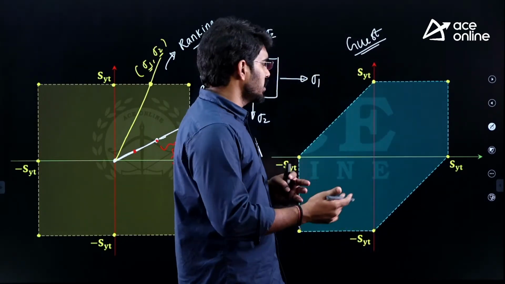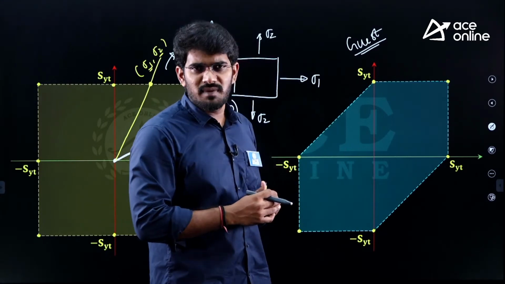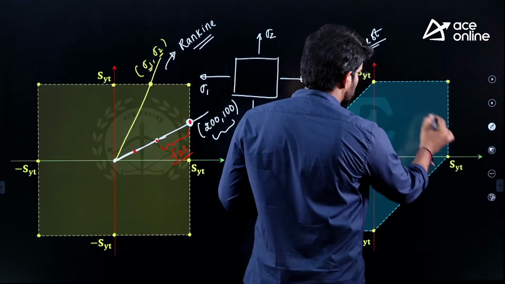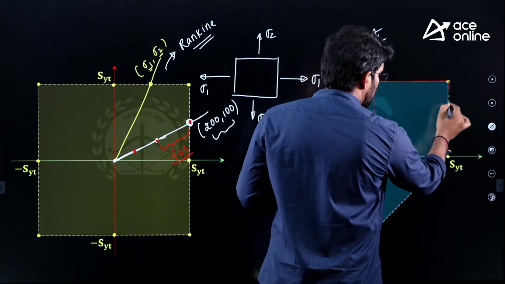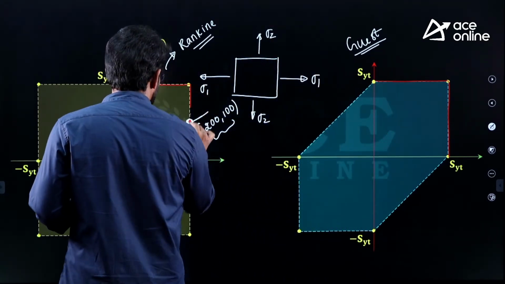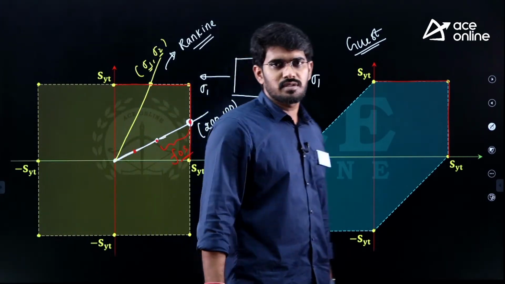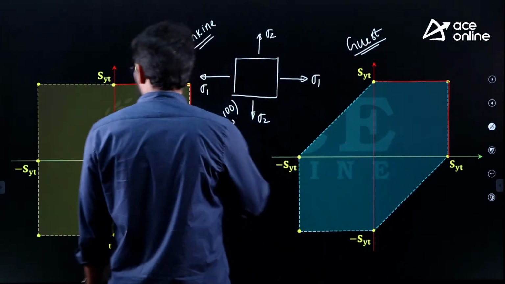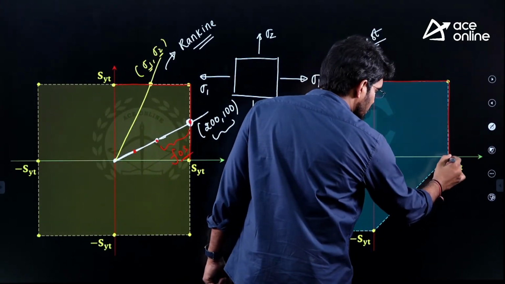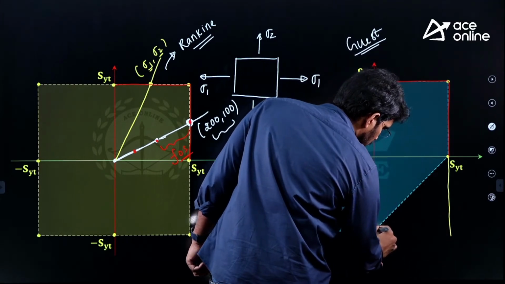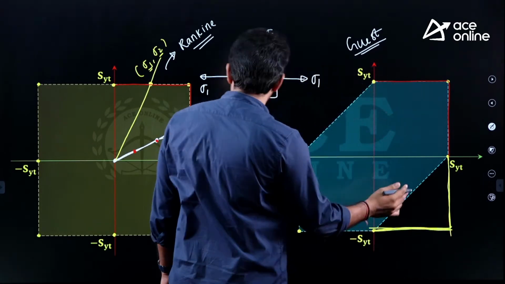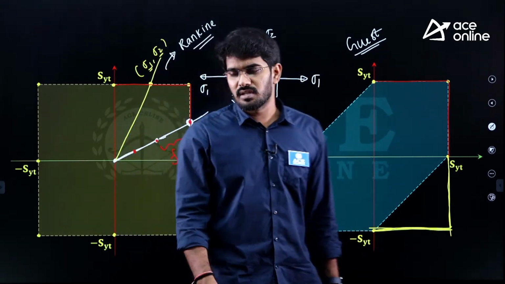Similarly, if I consider Guest's theory, that is the maximum shear stress theory, if we observe carefully, the boundary that we have in the first quadrant remains the same. It remains the same according to both theories. Whereas the boundary that we have in this region, I am assuming this particular region, this yellow line represents the boundary of the maximum principal stress theory, Rankine's theory.